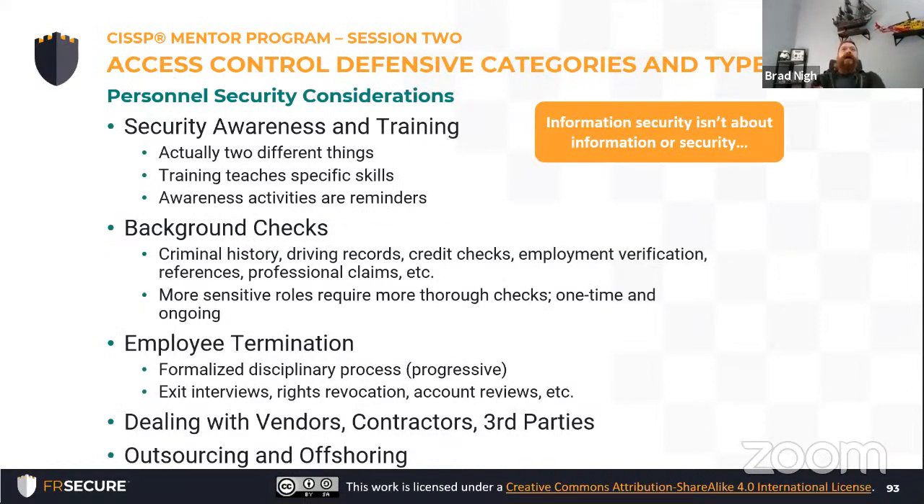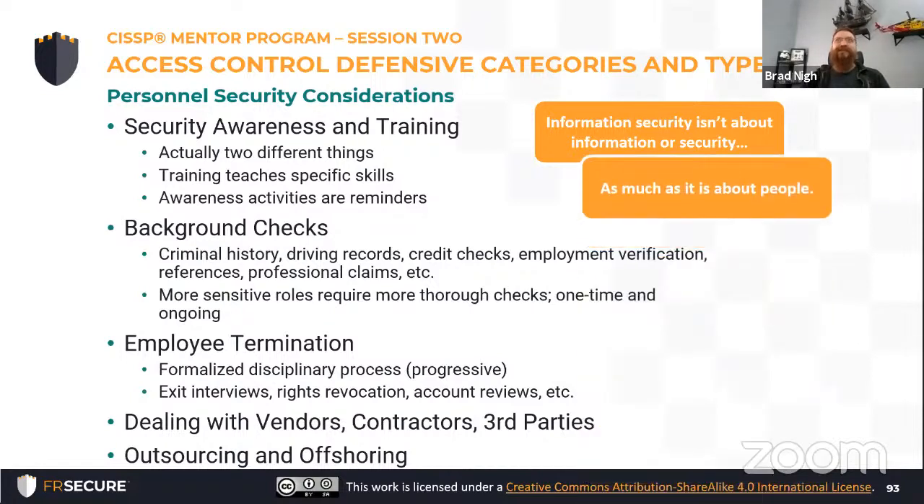All right, access control, defensive categories and types. And Evan says this all the time, and I agree with him: information security isn't about information or security. It's about the people. So what are personnel security considerations? Are you doing security awareness and training? And these are two things. These are not one and the same. And it's important to understand that.